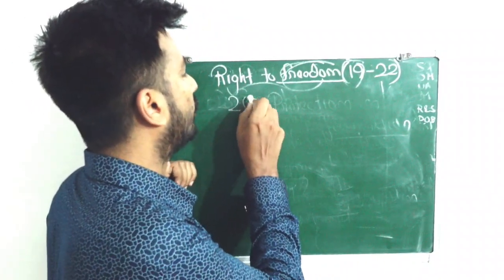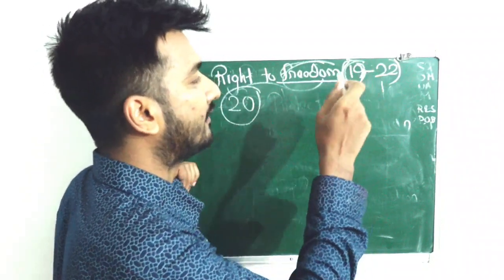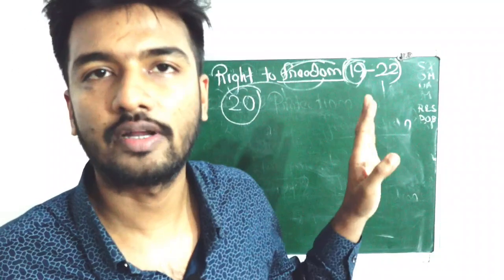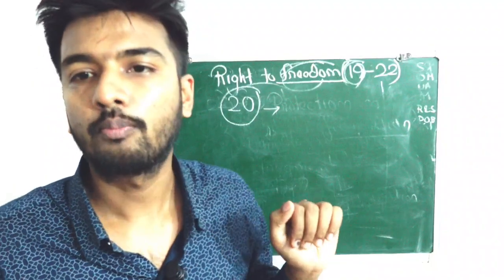Now, Article 20 of right to freedom. Under Article 19, I have explained six rights to freedom. Now, in Article 20, what does it say?